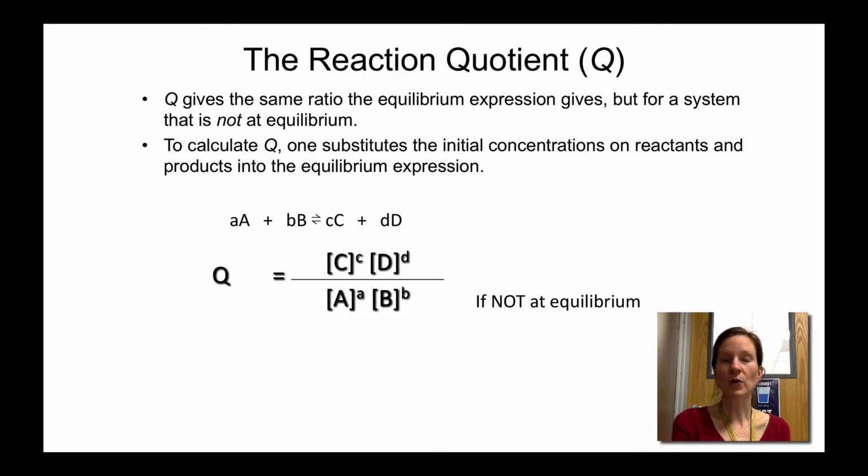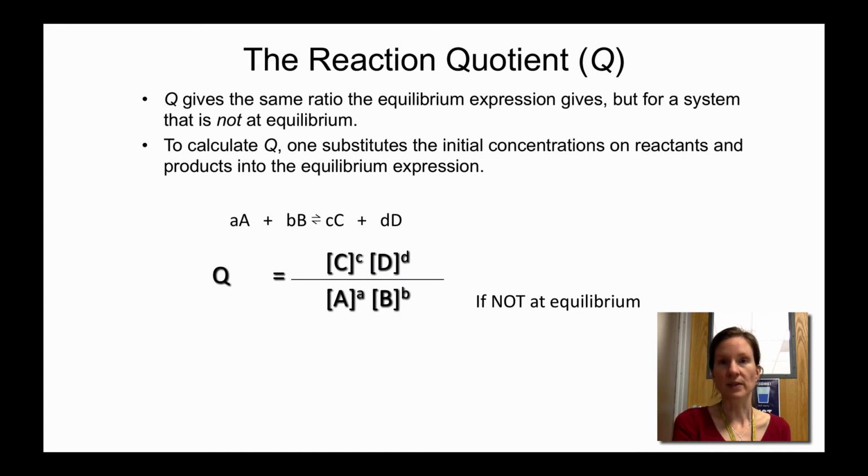So Q, again, is called the reaction quotient, and it's capital Q here. What Q is, is a number that we calculate identically to the way we calculate K, except the numbers we're plugging into the expression are the numbers when I'm not at equilibrium.